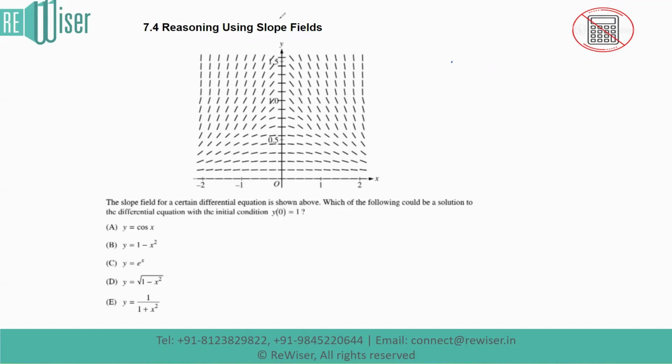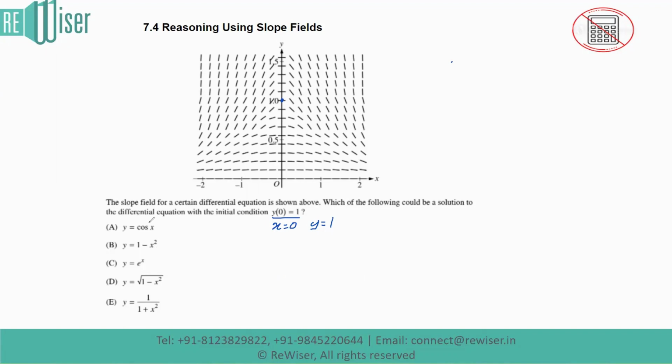The differential equation is shown above. Which of the following could be the solution for the differential equation with the initial condition y(0) = 1? That means the initial condition is that when x is 0, the y coordinate has to be 1. So the point is (0, 1). Now we have to back solve the sum.